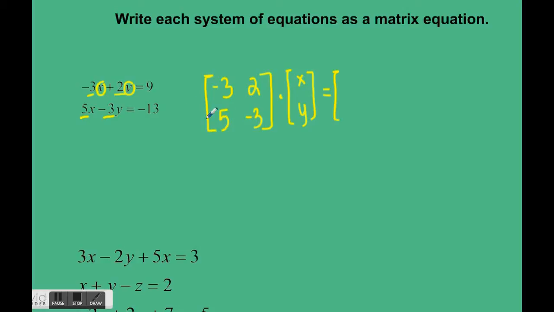Finally, on the right side of my equation, I will make a solution matrix using my two solutions, 9 and negative 13. And I now have a system of equations that is represented as a matrix equation. Let's try another one.